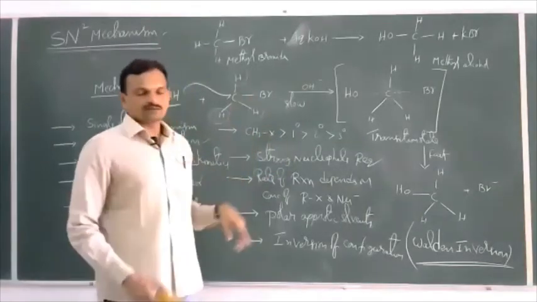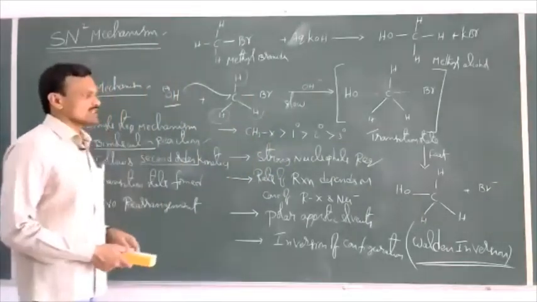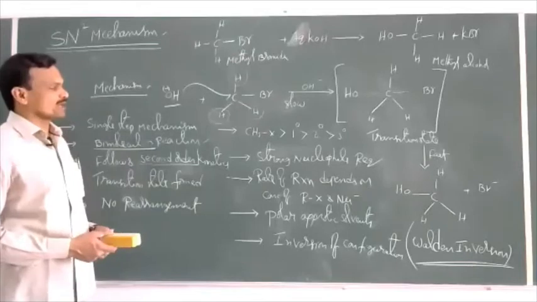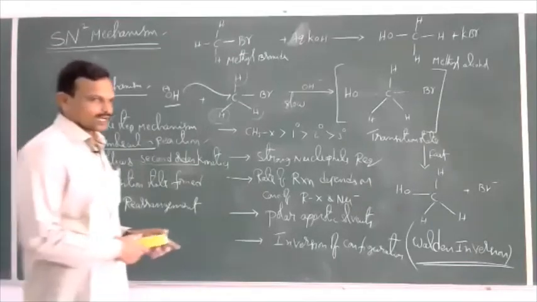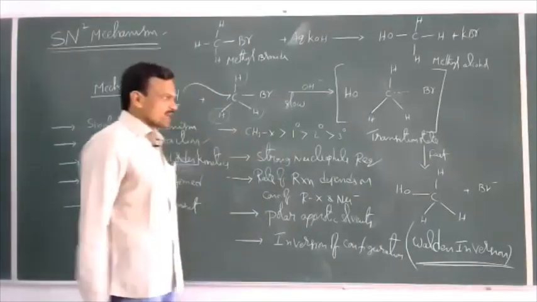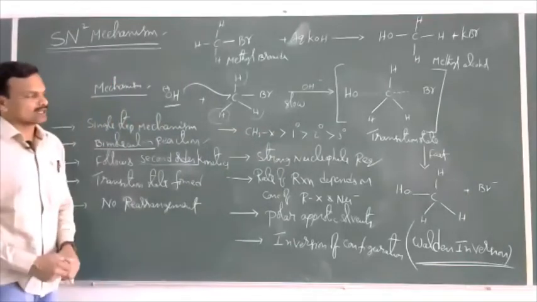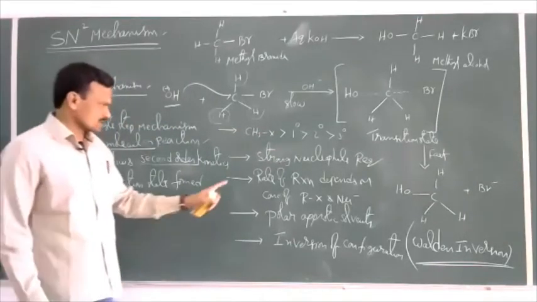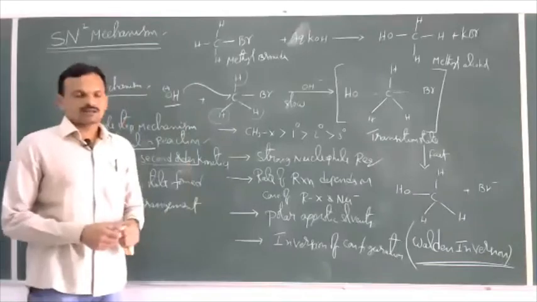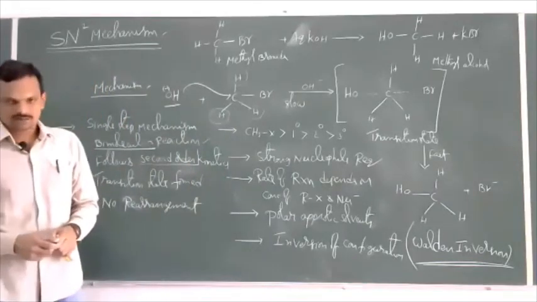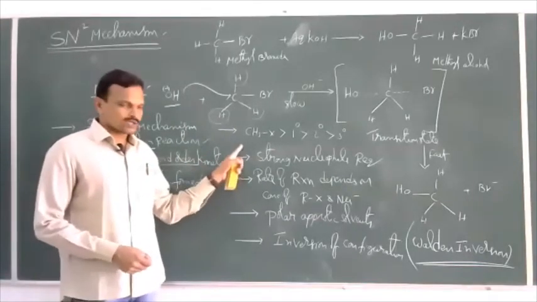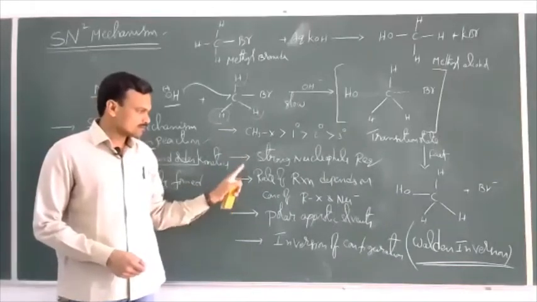The order of reactivity of SN1 mechanism is tertiary greater than secondary greater than primary greater than methyl halides. And here it is exactly reverse. Methyl greater than primary greater than secondary greater than tertiary. Next. For SN1, a weak nucleophile is required, whereas for SN2, a strong nucleophile is required.